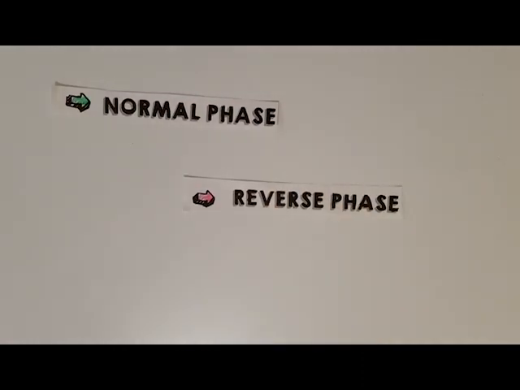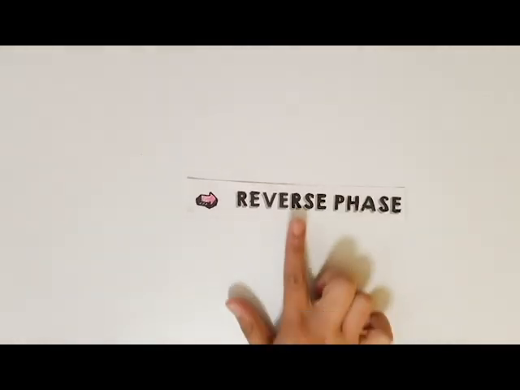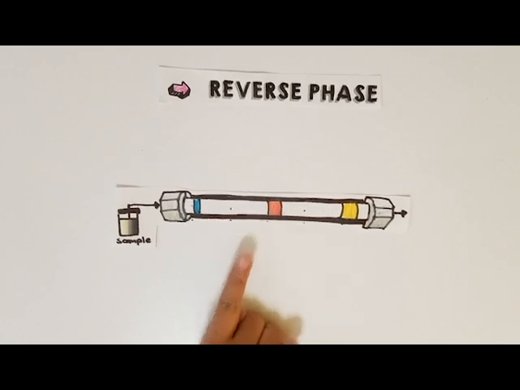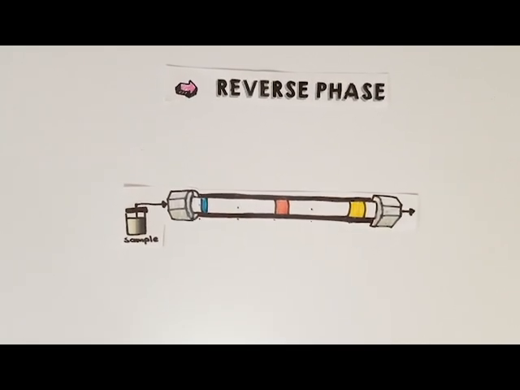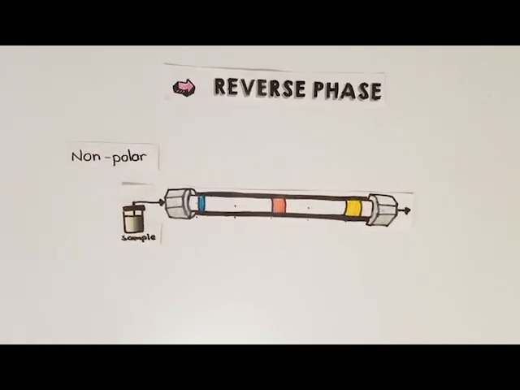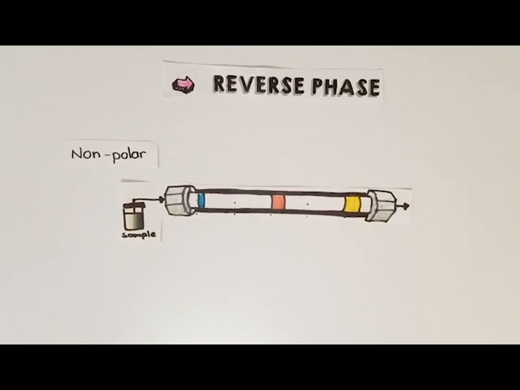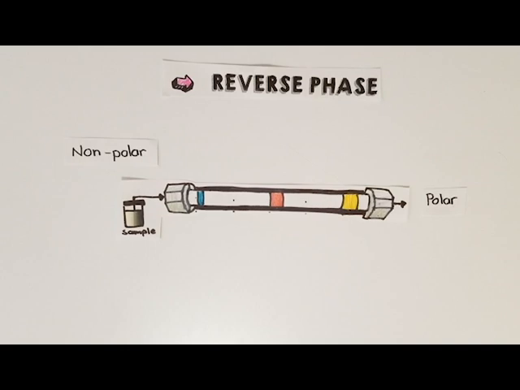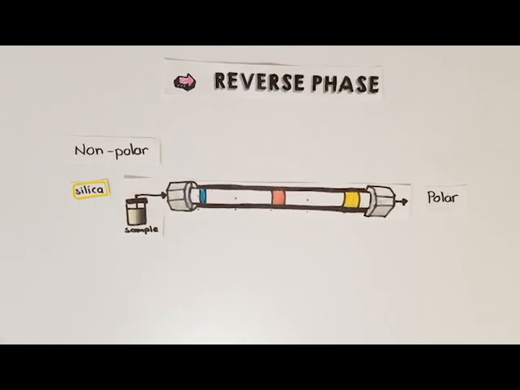There are two kinds of HPLC, normal and reverse phase. Reverse phase chromatography is the most common. Here, the stationary phase is non-polar and the mobile phase is more polar than the first phase. The materials most frequently employed are silica-based as the stationary phase and water with organic modifier as mobile phase.